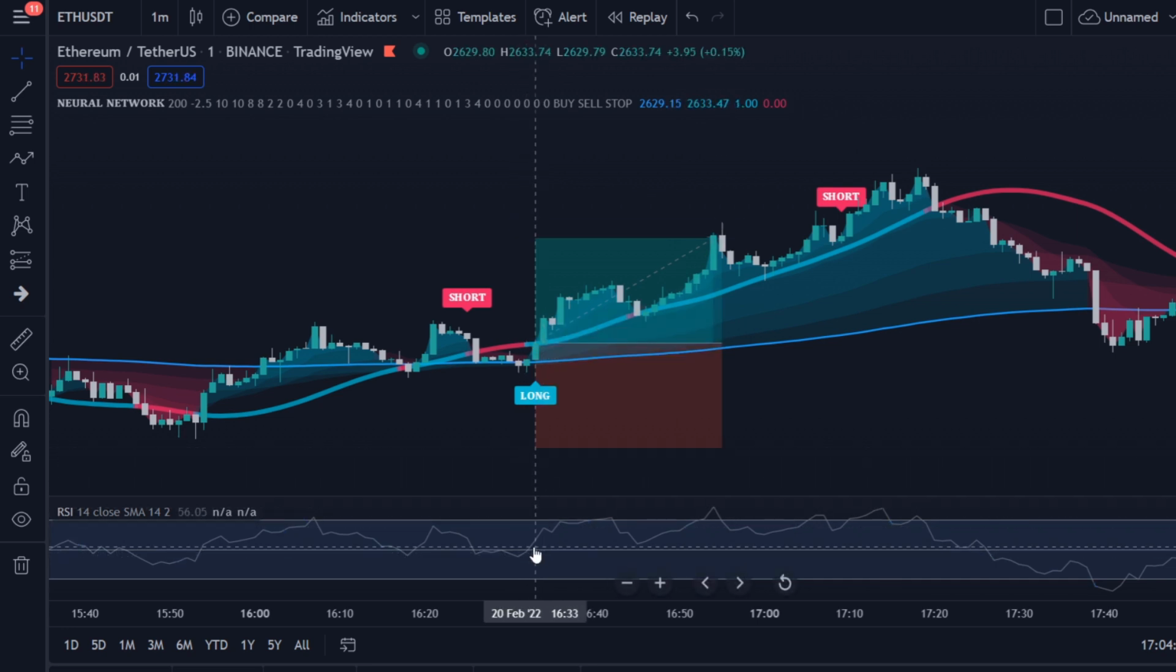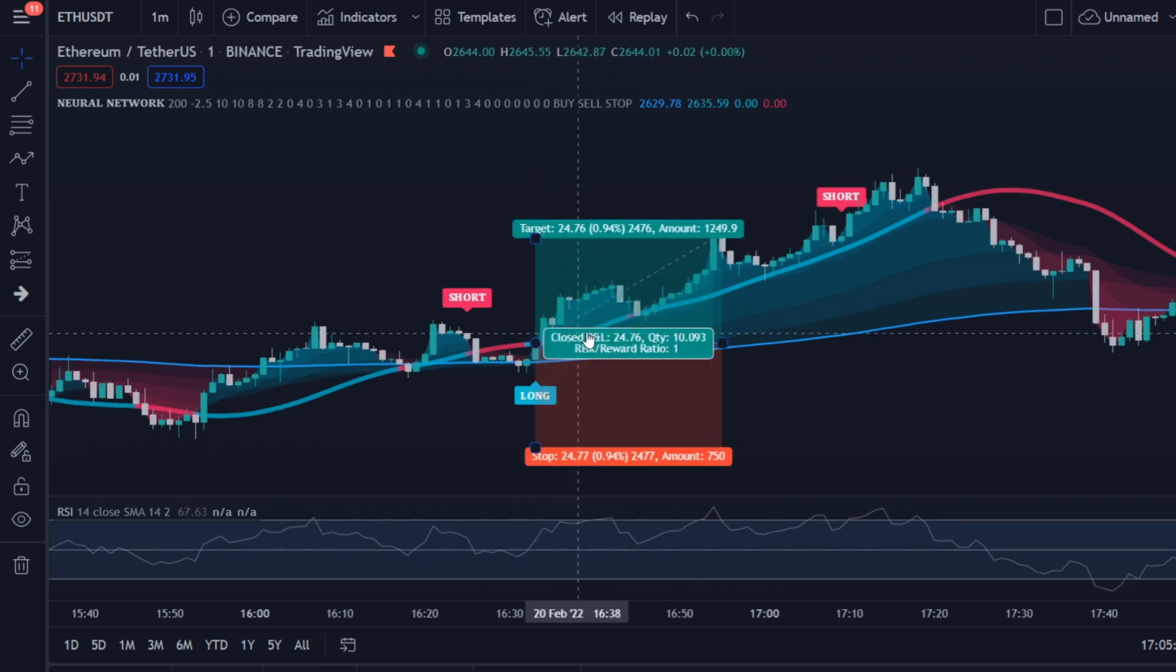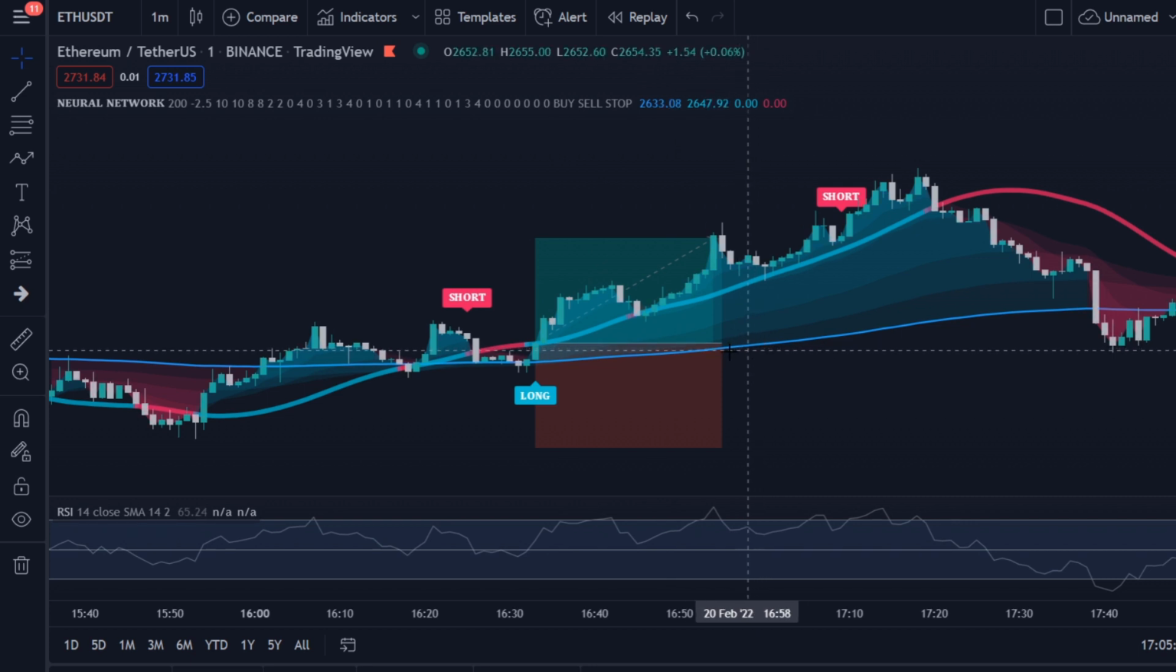So it's important to look at the RSI, and we need the RSI line to be above the 50 line, which is about here. The RSI line is above the 50. We see the long signal, we see the blue band, and we also see that the price is above the 200 exponential moving average. So this is a great example of a nice buy trade.